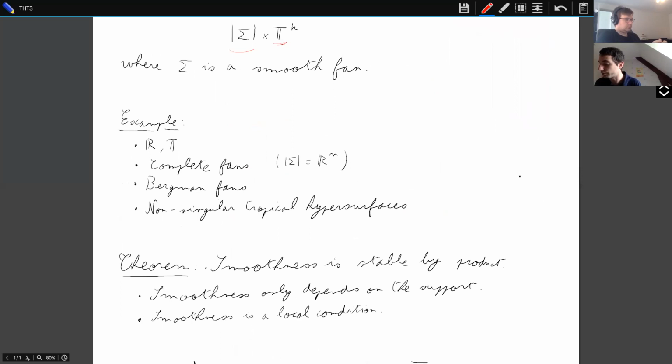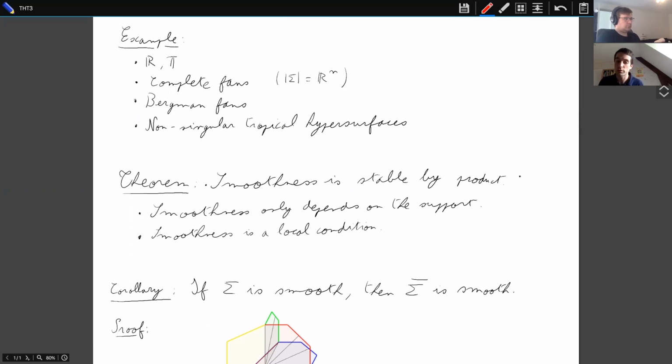So first, some properties. Smoothness is stable by product because Poincaré duality is stable by product more or less. Smoothness only depends on the supports. This is because we can also define the cohomology with sheaf theoretic cohomology, which only depends on the support. So we can see FP as a sheaf, and so you don't need to find a triangulation to do everything. Smoothness is a local condition. This is more or less tautological by definition. Okay, so we have the properties we wanted, except Poincaré duality, which will come later.